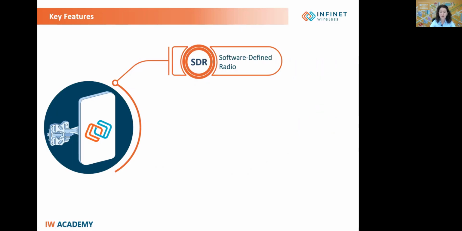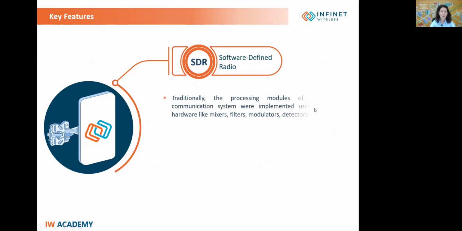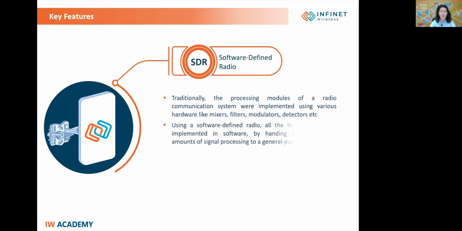Quanta 5 is based on the new Octopus SDR hardware aimed at increasing the link performance several-fold. So first, let's see what we mean by software-defined radios. Traditionally, the processing modules of a radio communication system were implemented using various hardware, like mixers, filters, modulators, detectors, and so on. With a software-defined radio, all these features are now implemented in software by handing over significant amounts of processing to a general-purpose processor.